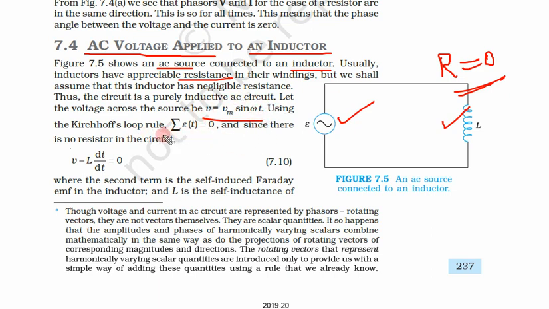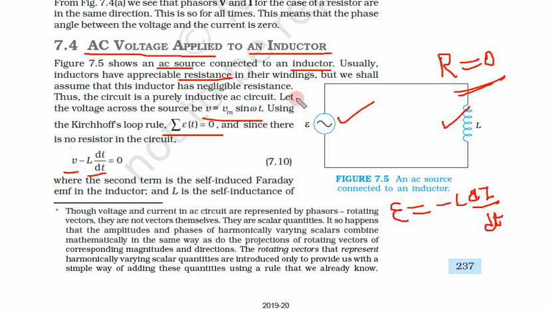Again using Kirchhoff's rule, sigma epsilon is equal to 0. Since there is no resistor, this is the way we write it: V, that means voltage, is equal to minus L di upon dt. So how does this term come? If you remember, we had epsilon is equal to minus L di by dt from the previous chapter.